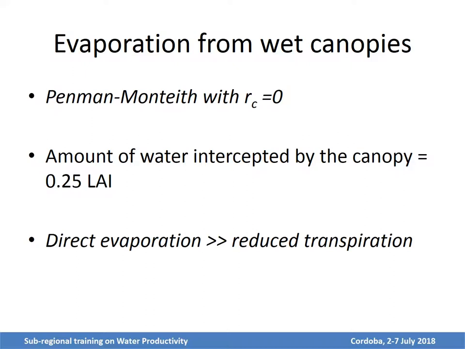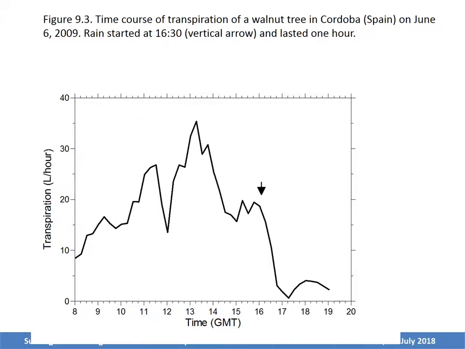One thing that happens is that when we have direct evaporation from the plant, the transpiration will be reduced. The reduction in transpiration due to the wetting of the canopy is illustrated in this figure, where we plot the time course of transpiration of a single walnut tree close to Cordoba in June 2009. And this arrow marks the start of a rainfall that lasted around 1 hour until here. And after rainfall, the transpiration was reduced almost to zero.